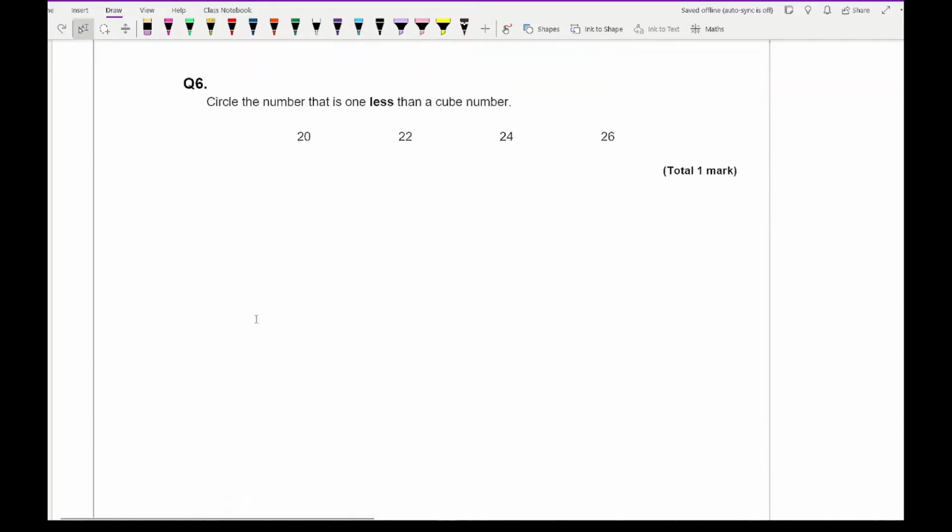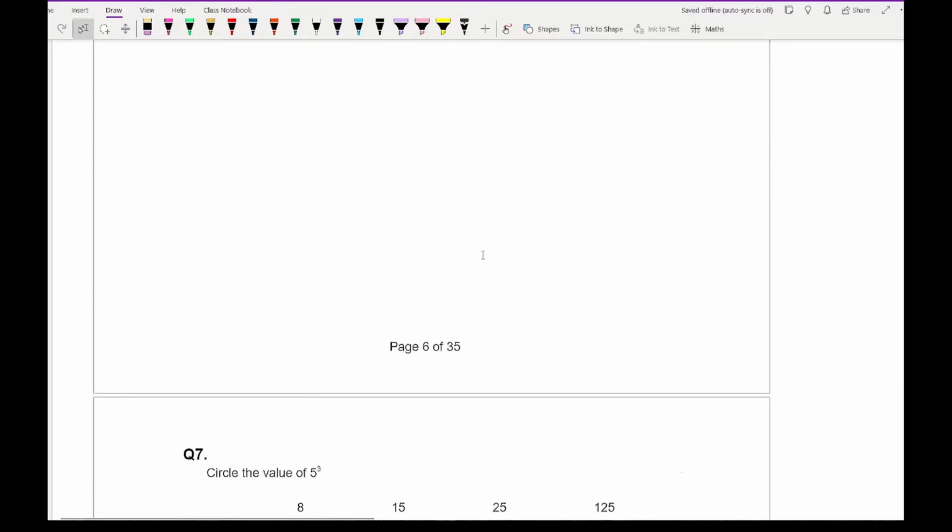Moving on to question 6, it says circle the number that is 1 less than a cube number. So what I need to do is just add 1 to each of these numbers. So I've got 21, 23, 25 and 27. So which of these numbers in blue is a cube number? It's going to be the last one. So the answer is then going to be 26.